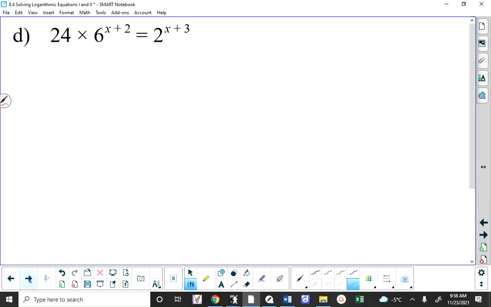Let's look at the final example. Now, this is very similar to B. B, remember, we had that 568, and then on the other side we had 8 times something, and we could divide both sides by 8. You can't divide both sides by 24 here. Well, you can. It just doesn't get you anywhere. You just move the 24 to a different side of the equation. So we have to take the logarithm of both sides as it appears right now.